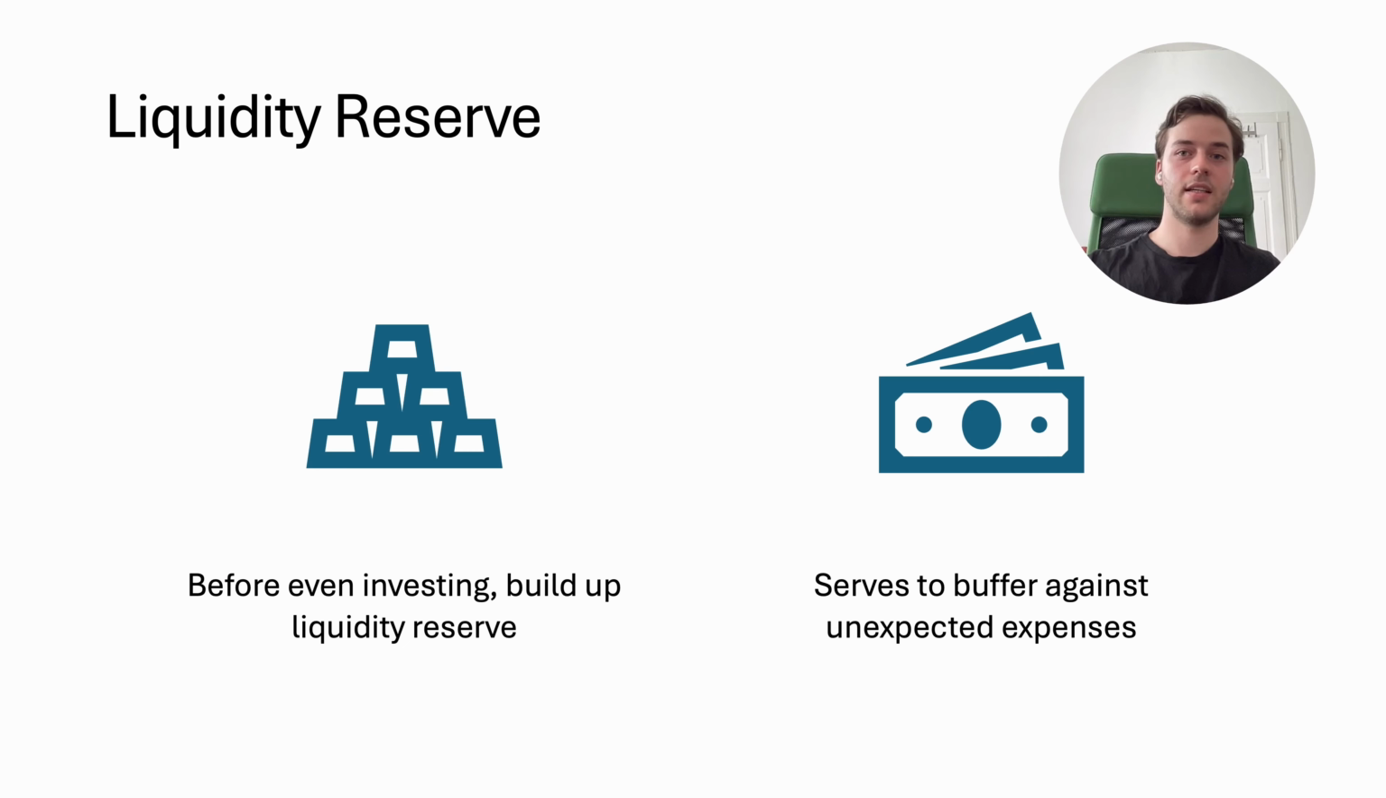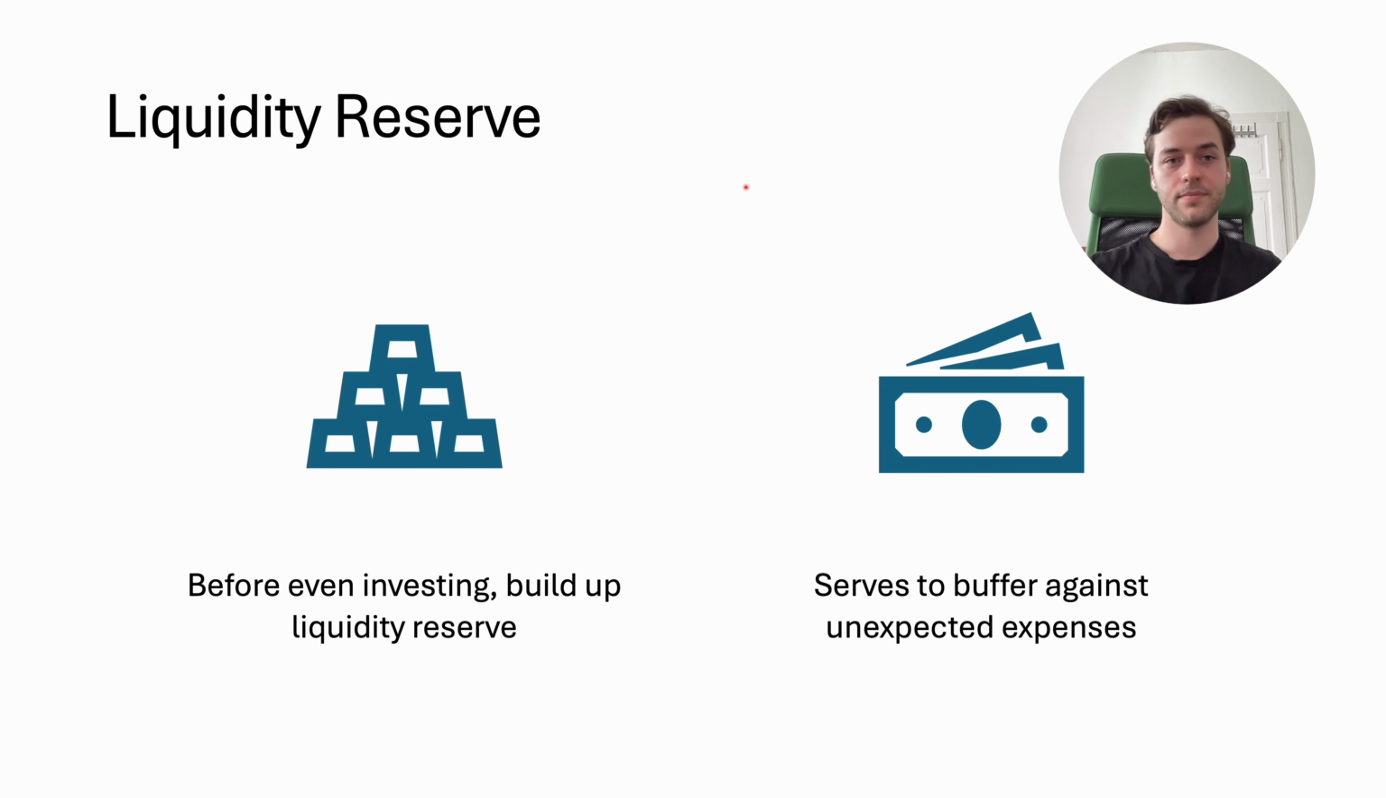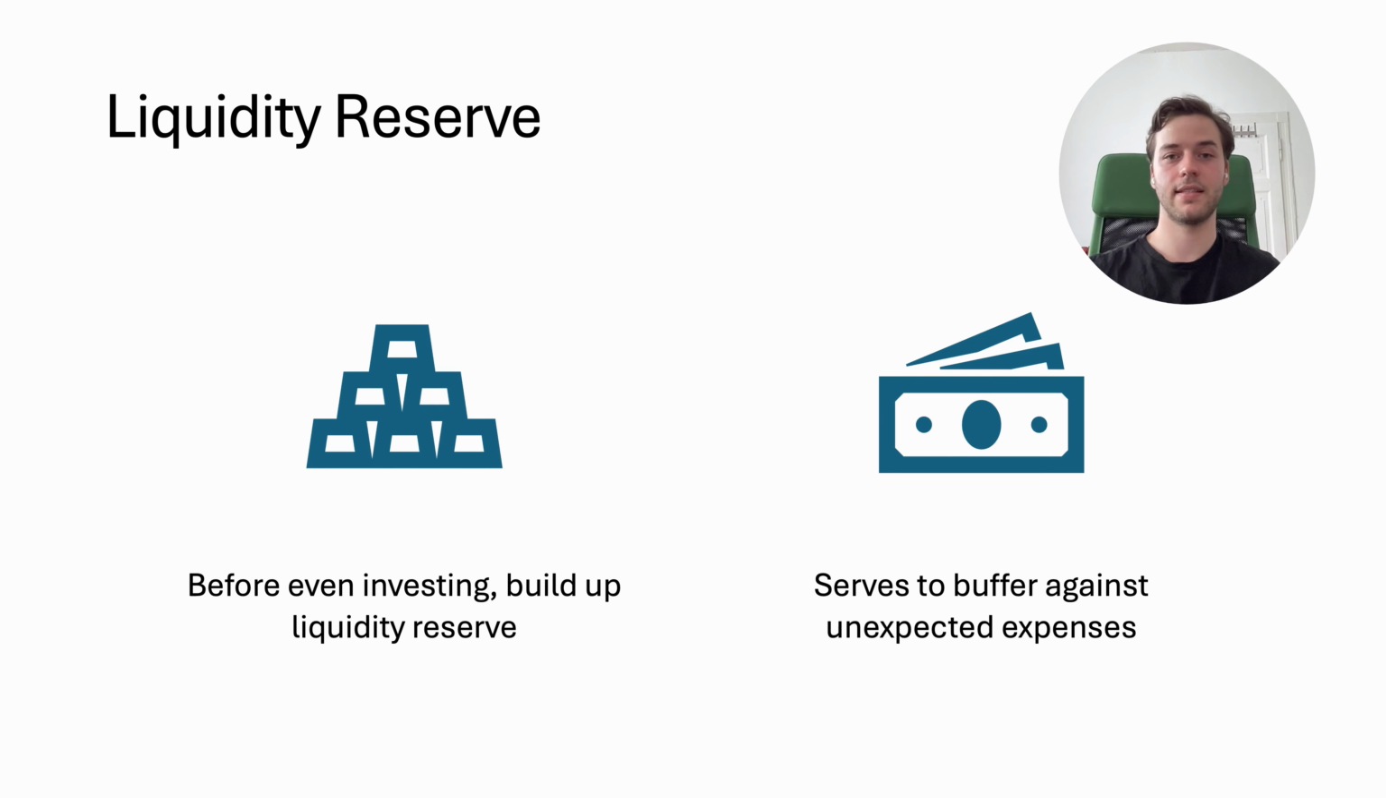So, starting with the basics. We have money, we want to invest. What should we do first? In the beginning, we should build up a liquidity reserve. Before we even start investing, build up a liquidity reserve. And this helps buffer against unexpected expenses.